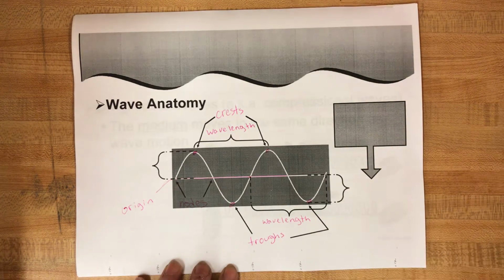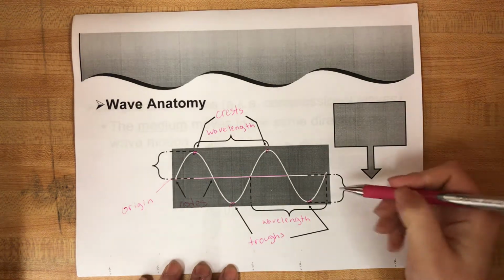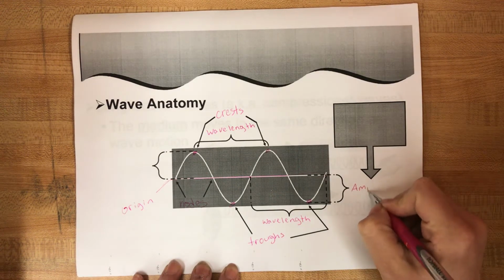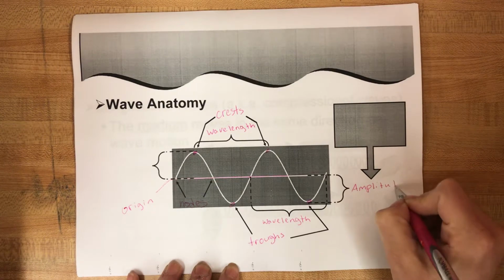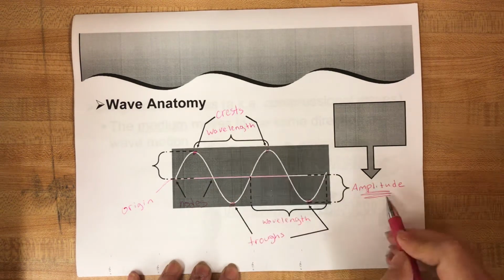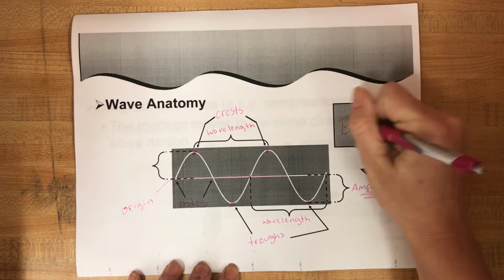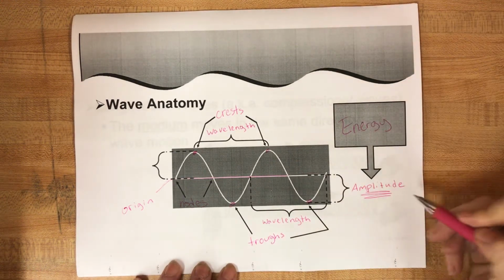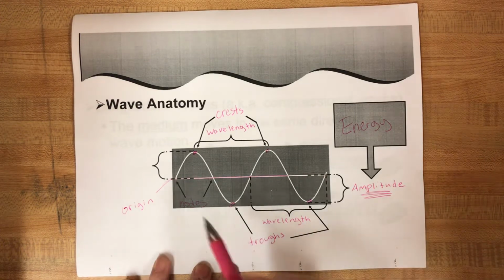Okay, now let's talk about the height of the wave. When you go from the origin to the trough, this is called amplitude. The amplitude, okay, the wavelength tells you how long the wave is. Amplitude tells you the energy of the wave. The higher the amplitude, the more energy it carries. All right?